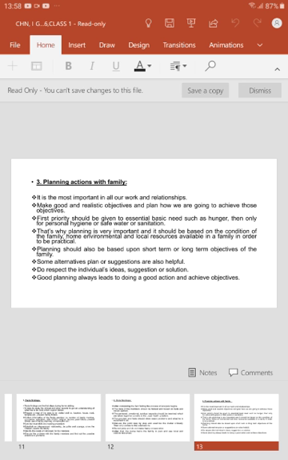That's why planning is very important, and it should be based on the condition of the family, the home environment and the local resources available in the family, in order to be practicable. Once we plan step by step, only then can they build a good rapport with your people. That is community health.